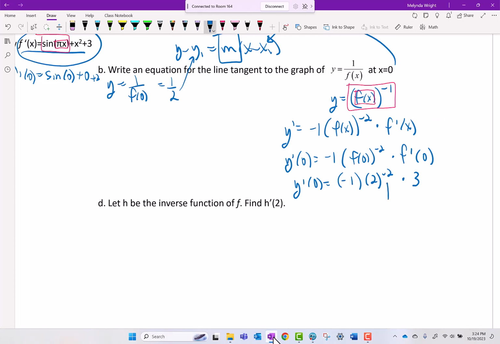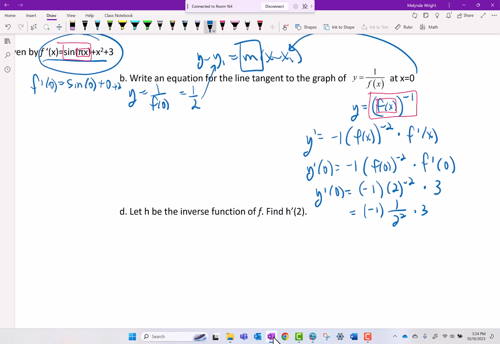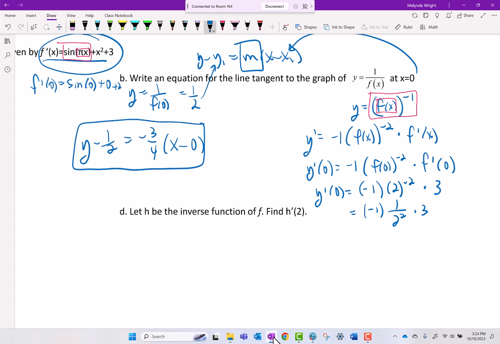What does this negative 2 mean? What am I supposed to do with that? Yep, I'll just make it a fraction. So this is basically negative 1 times 1 over 2 squared times 3, right? Which is what, negative 3/4? So our tangent line, y minus 1/2 equals negative 3/4 times x minus 0. I recommend you leave it alone and don't try to distribute and combine like terms. Just let it be.